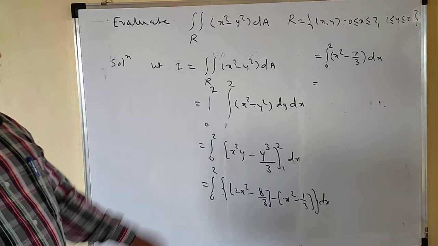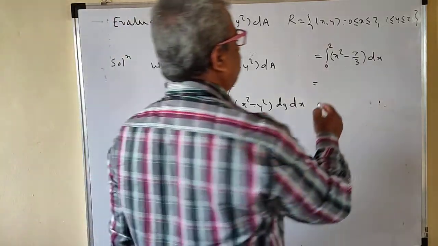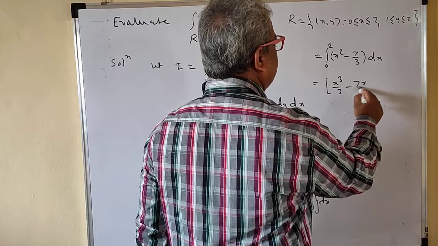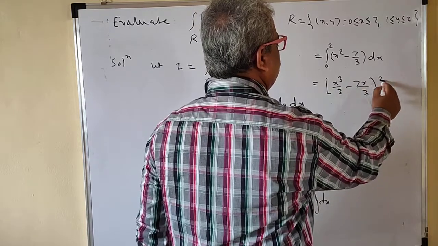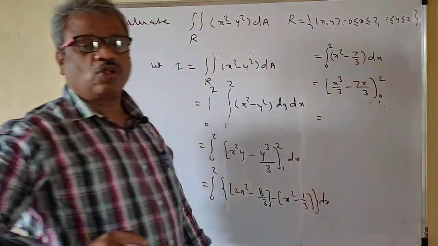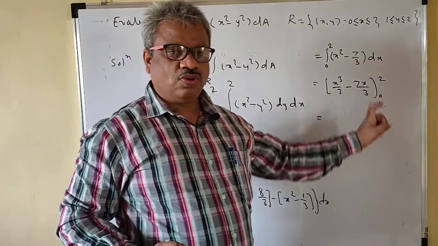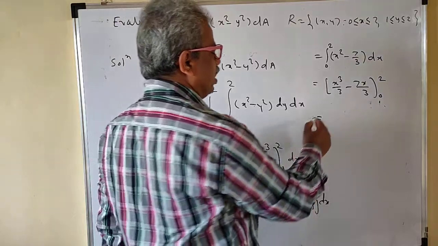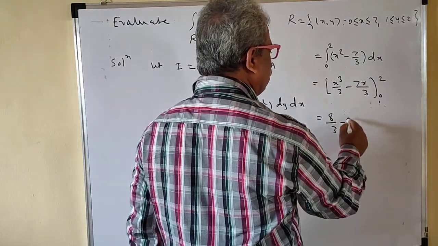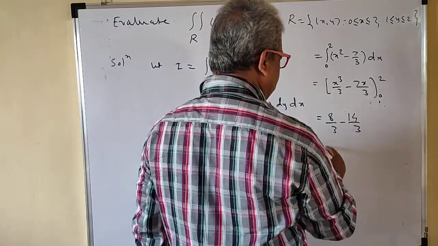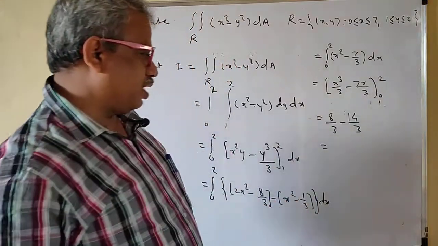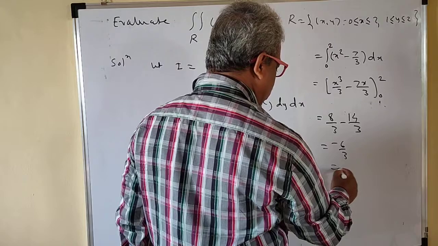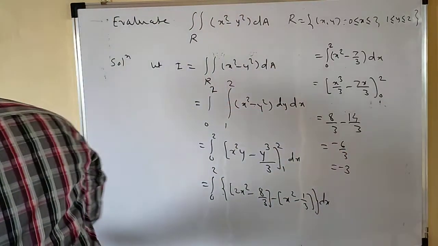Now I will integrate this with respect to x as usual. This is x cube by 3 minus 7x by 3, from 0 to 2. See here, if you put the lower limit, each term is 0, so there is no need to put the lower limit; we'll put only the upper limit and that will be our answer. This is 8 by 3 minus 14 by 3, so 8 minus 14 is minus 6 upon 3, and this is minus 2.